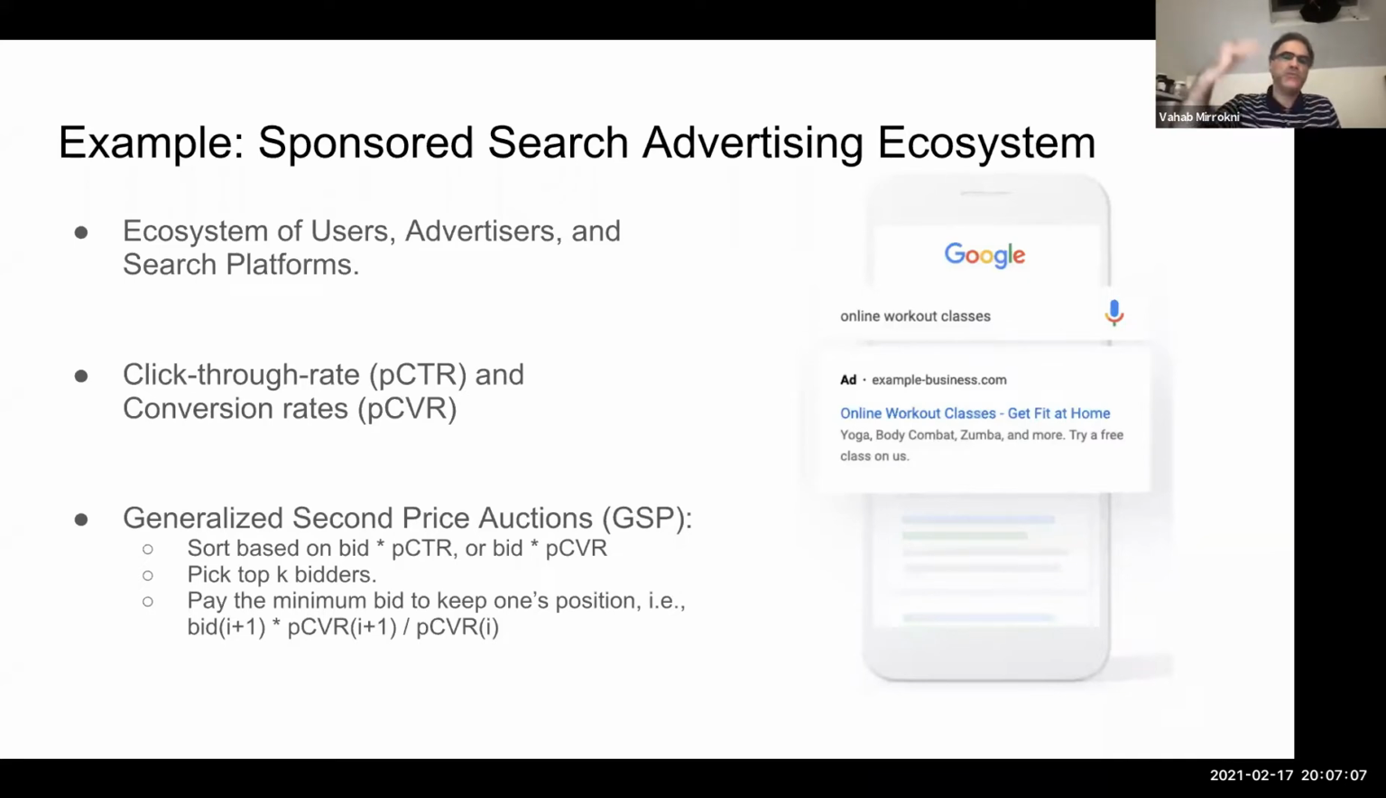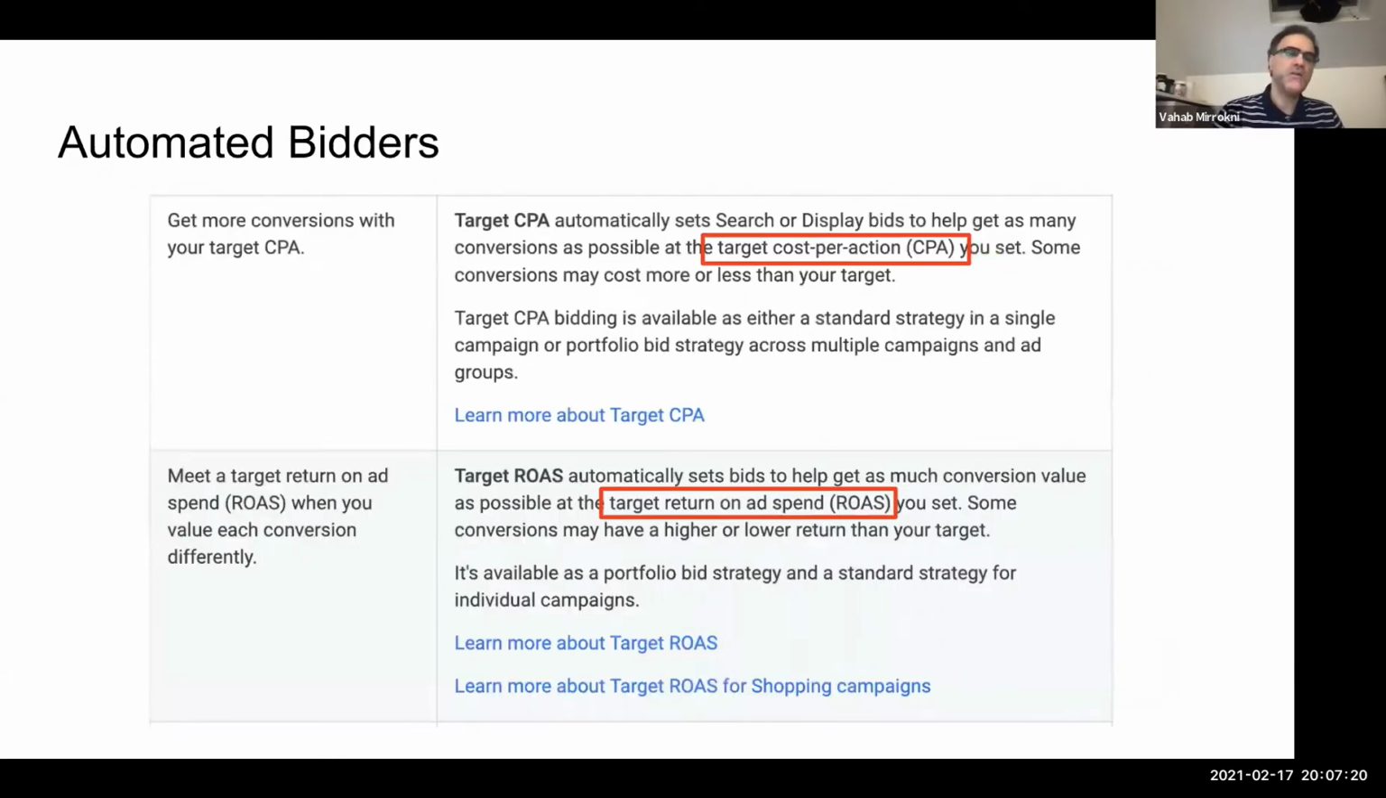And after choosing the top K bidders, the payment is the minimum bid to keep their position the same in this ranking. So this is called the generalized second price auction. The market in general is moving toward automation, and there are a number of popular bidding strategies or automated bidders that are increasing in volume. The two major types are target CPA and target ROAS type of buyers.